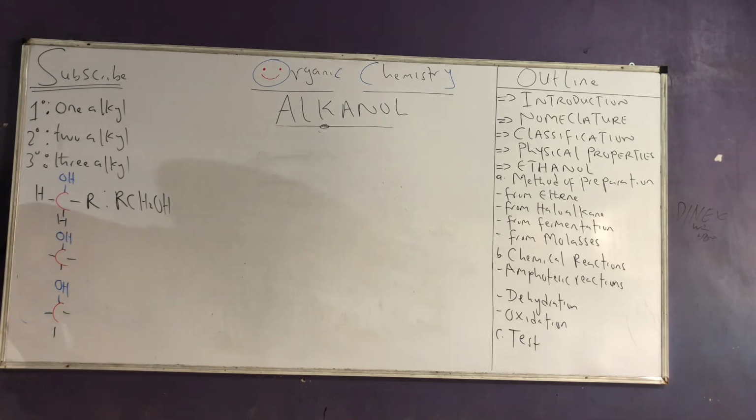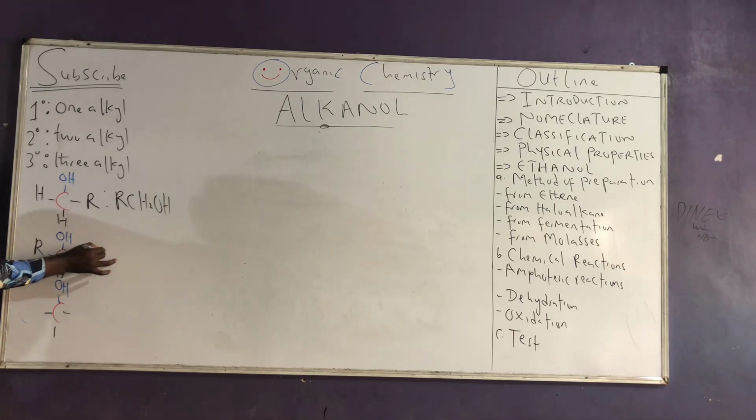So once I look at the organic compound and I observe that only one alkyl group is directly attached to the carbon atom that bears this OH functional group, that particular alkanol becomes a primary alkanol. For secondary alkanols, I have two alkyl groups directly attached. So obviously here becomes a hydrogen. I have two alkyl groups directly attached to this carbon that bears the OH functional group.